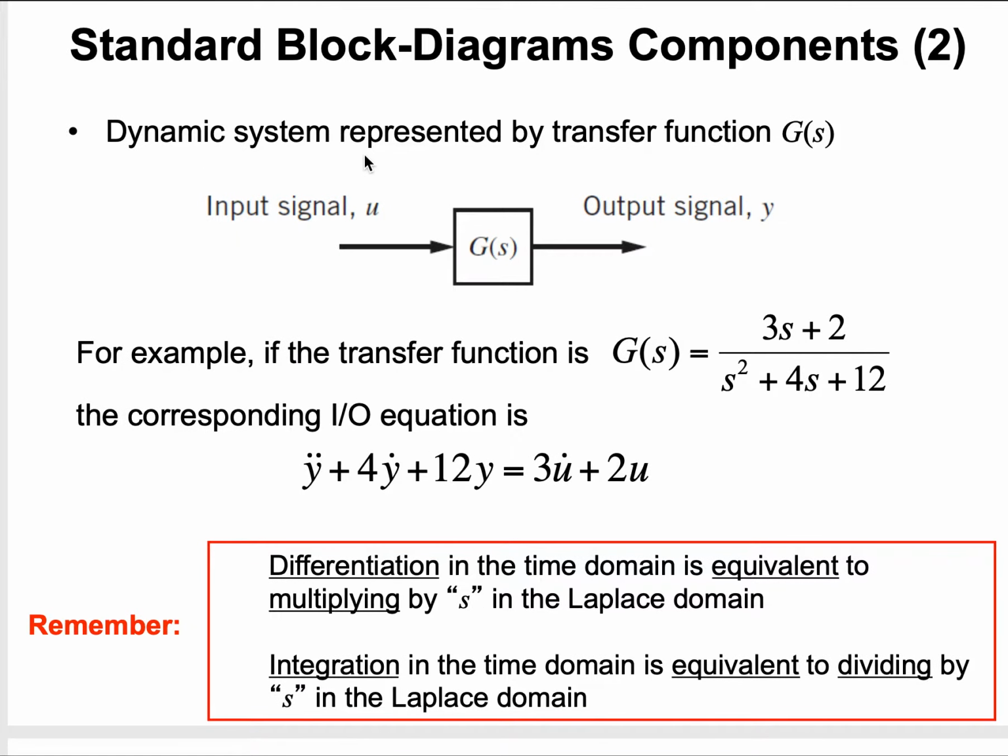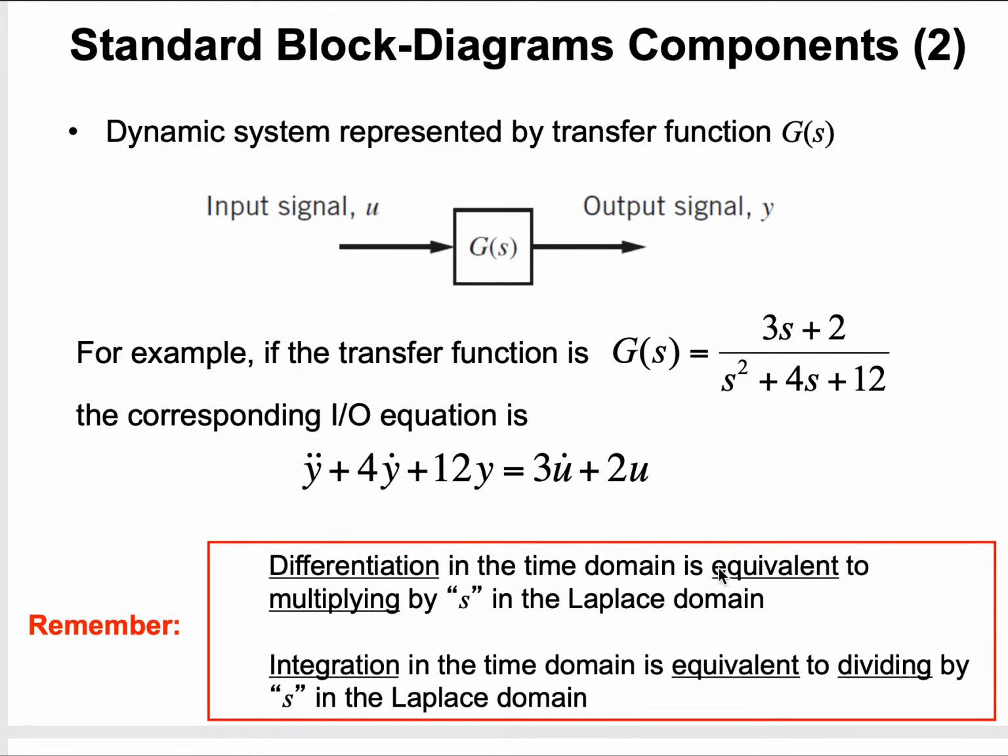Okay, dynamic systems are represented like this. For example, if we have a system transfer function in this form, this is the input-output equation. I hope everybody can see that. If the transfer function is that, the input-output equation is in this form, because this is Y(s) divided by U(s). If you multiply Y(s) with that, s squared means second derivative, 4s means 4 times first derivative, plus 12 times the variable. At the denominator here we have U(s), so U(s) multiplied by that, 3 times the derivative of u plus 2 times u. So that's the input-output equation.